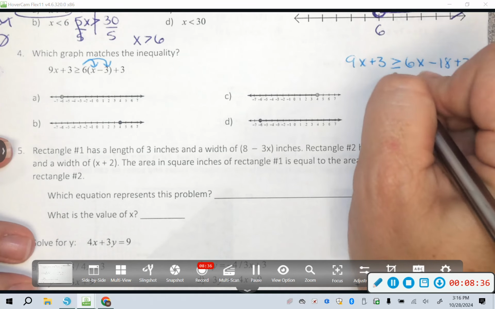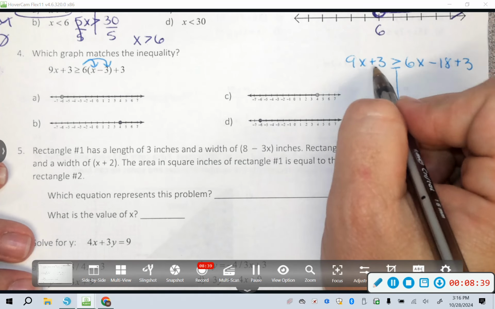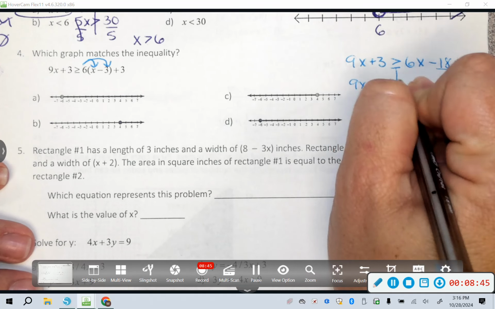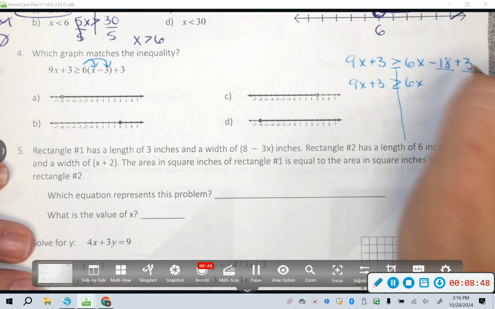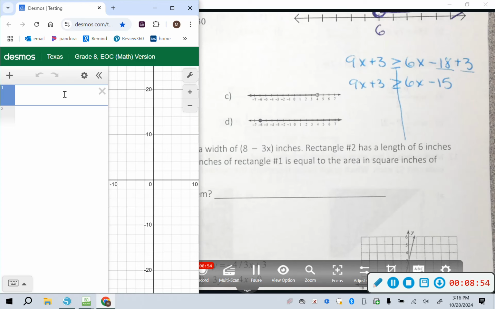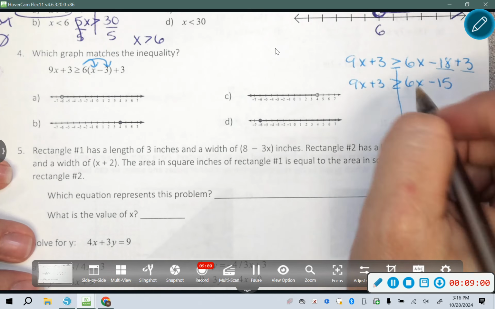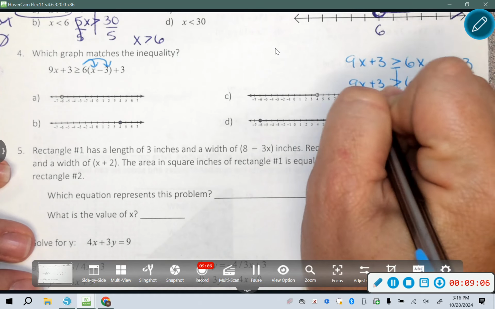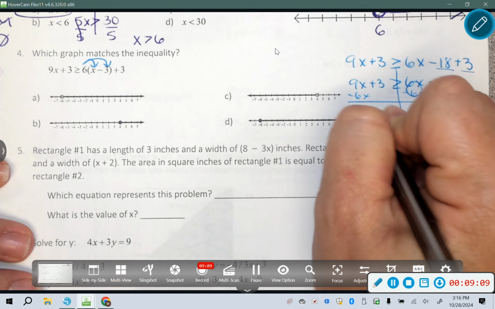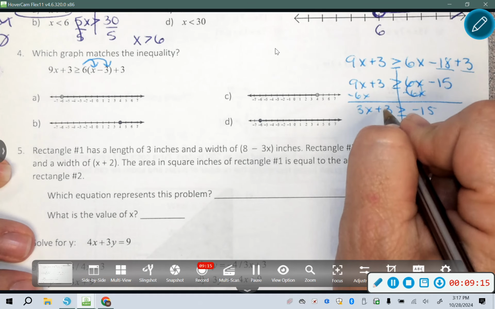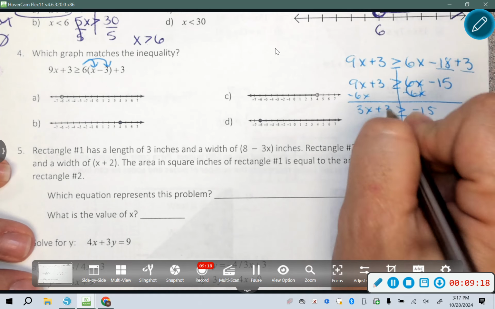Okay, so knowing that, my next step is to combine like terms. Well, nothing on this side combines. However, on this side, negative 18 plus 3 are like terms. So I'm going to bring this down. Bring down my 6x. And negative 18 plus 3 would be negative 15. And y'all, if you're not confident, check it. Negative 18 plus 3 is negative 15. So knowing that, I need to move my x's to the left and my numbers without x to the right. So minus 6x. And that gives me 3x plus 3 is greater than or equal to negative 15. So now move my numbers without x, so minus 3, minus 3.